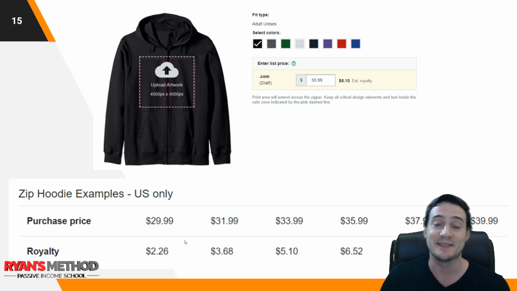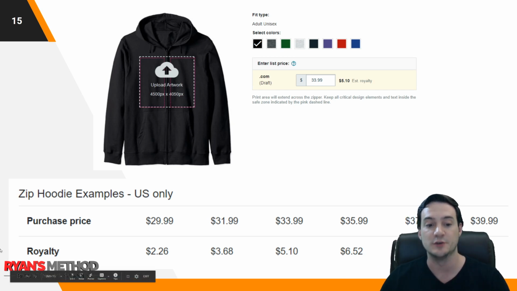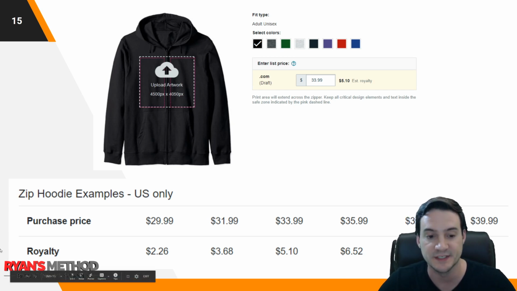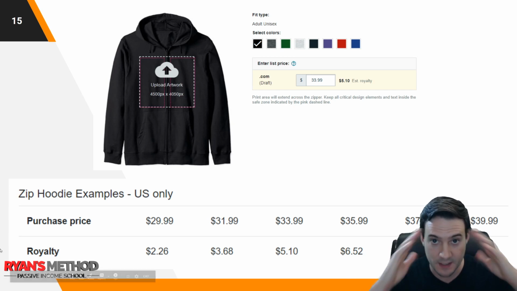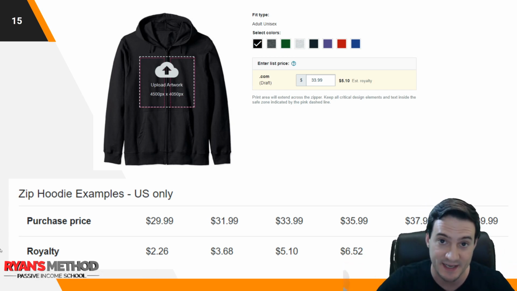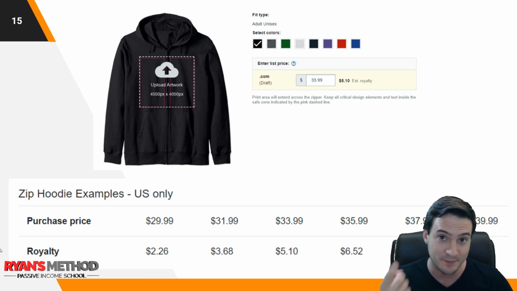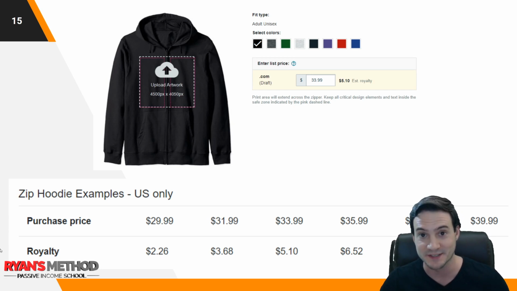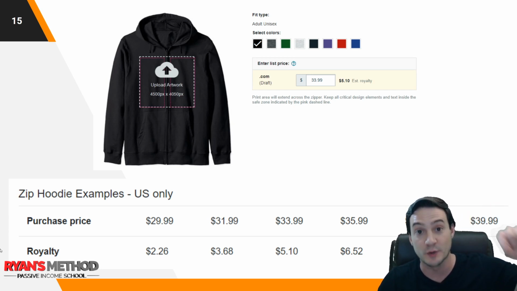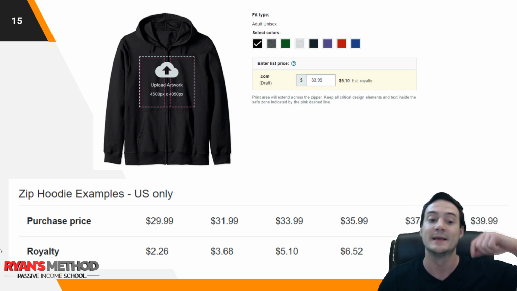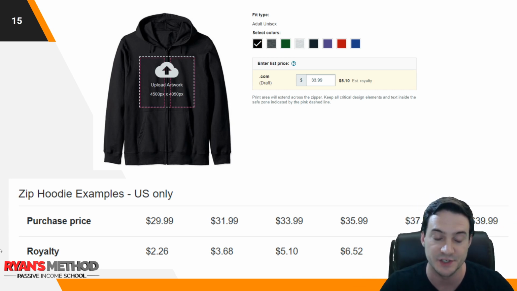Zip hoodie. Again, I think $29.99 is a good sweet spot for selling the zip hoodies, and you get a $2.26 royalty. Again, think about this from the customer perspective and the pricing psychology perspective. Understand two main things. The lower your price is, the more visibility you're going to get from the smarter customers that sort their search results from low to high.